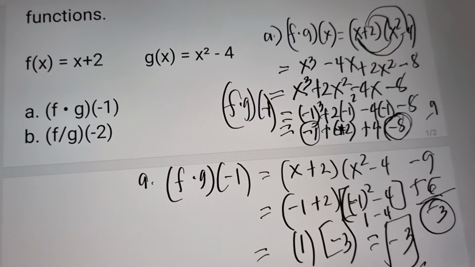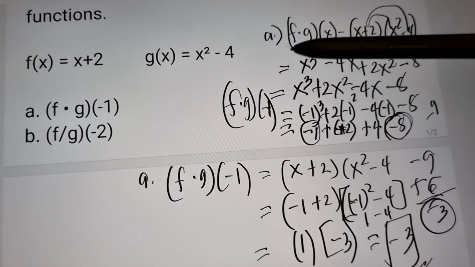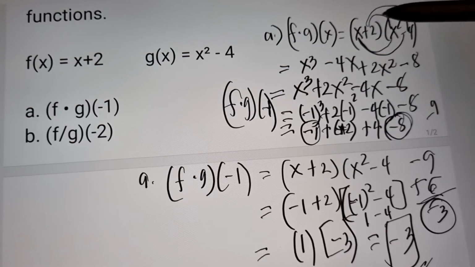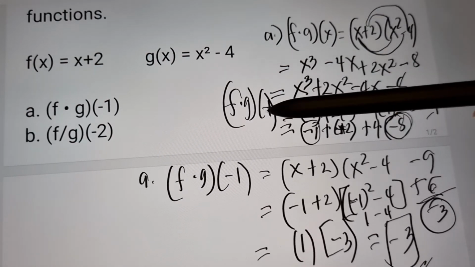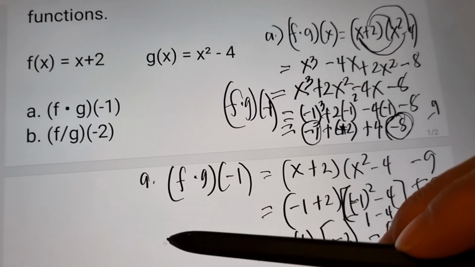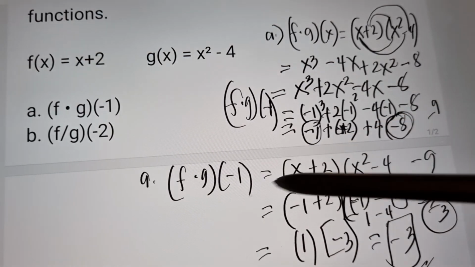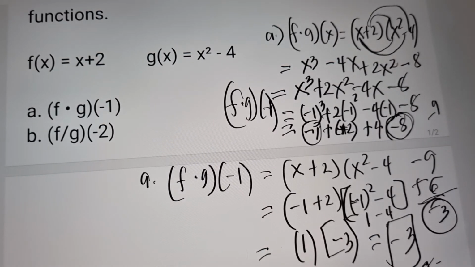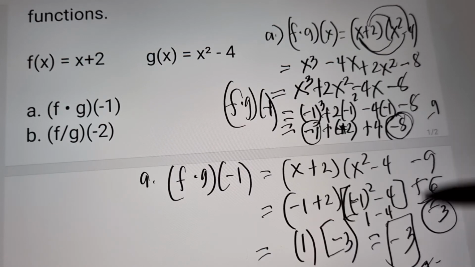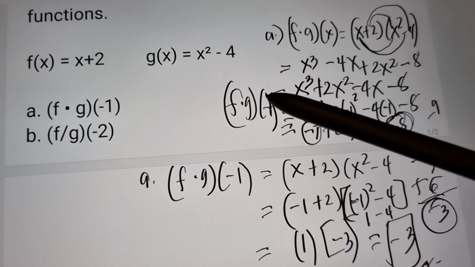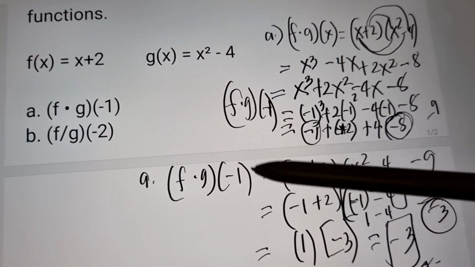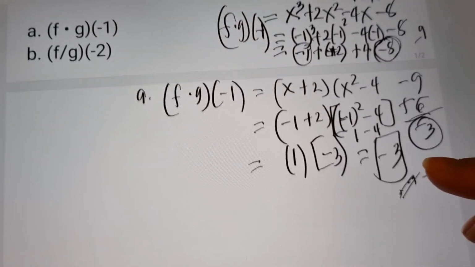So, pareho lang. Okay? Pero, tingnan nyo naman ang haba ng process na ginawa natin dito. Kasi nag-foil method muna tayo, then saka natin sinubstitute yung negative 1. Unlike pag ginawa yung substitute na kaagad, no need for you to get the f of g of x, mas madali, mas maiksi ang solution. Okay? So, pag hindi hinahanap ang f of g of x, you can substitute directly the value. Okay, so let's have letter B.